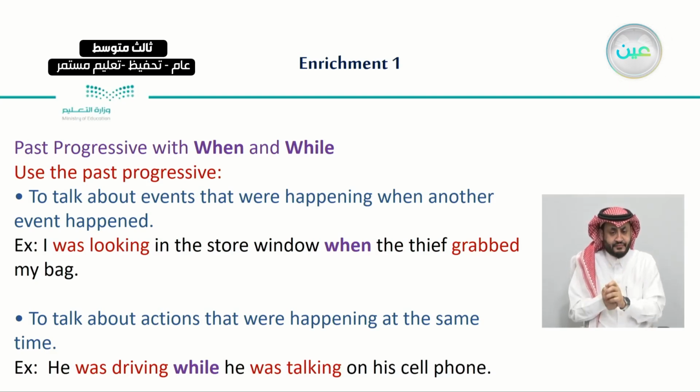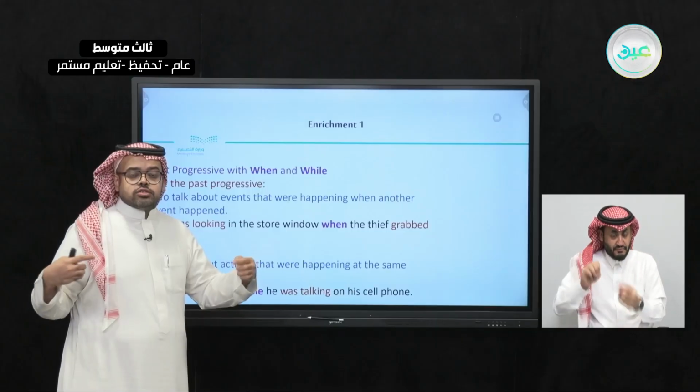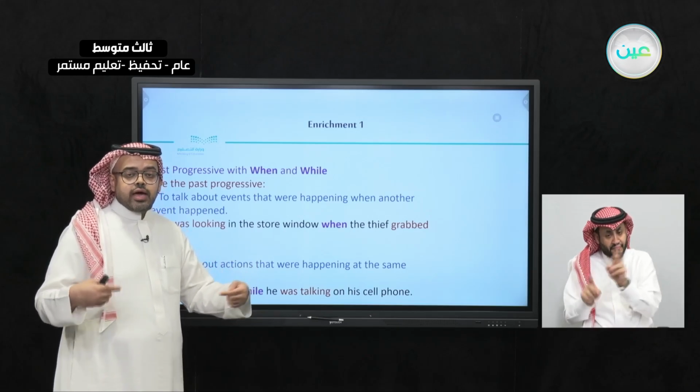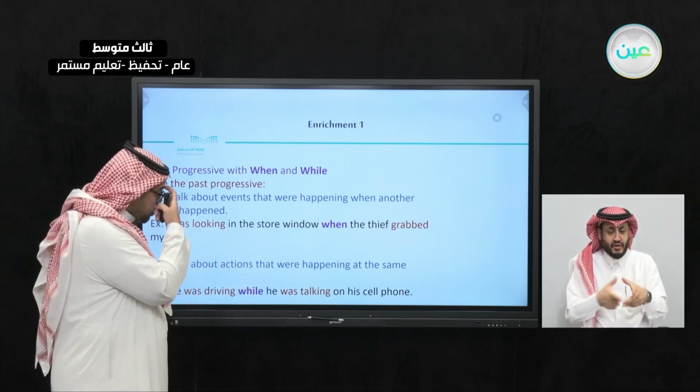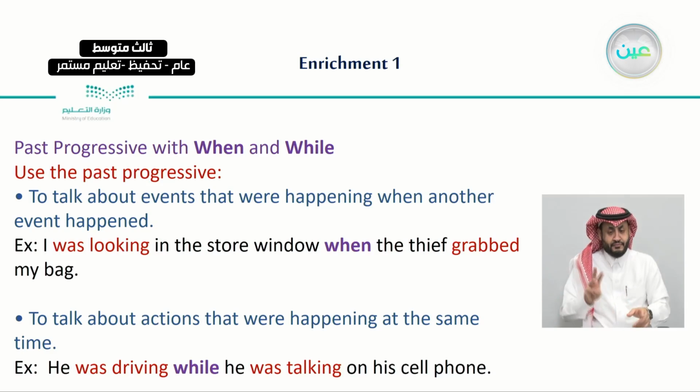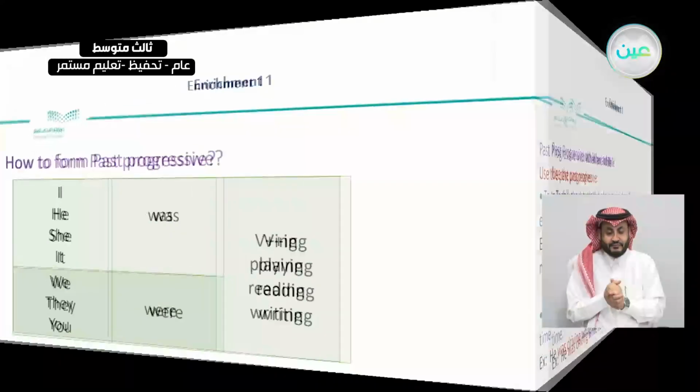So the previous one has two actions. The first one is continuing to happen and then a sudden event happened. But with while, two actions are still happening at the same time. In this case, we use while. For example, we say, he was driving while he was talking on his cell phone. So this is the difference. These were the differences between using when and using while.